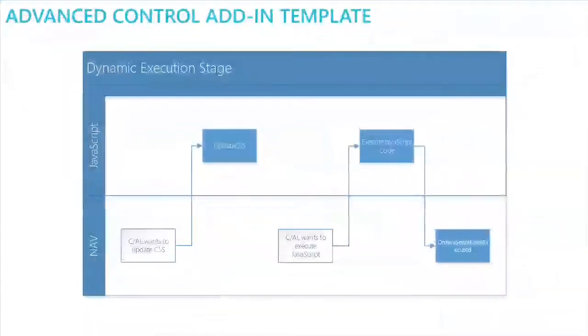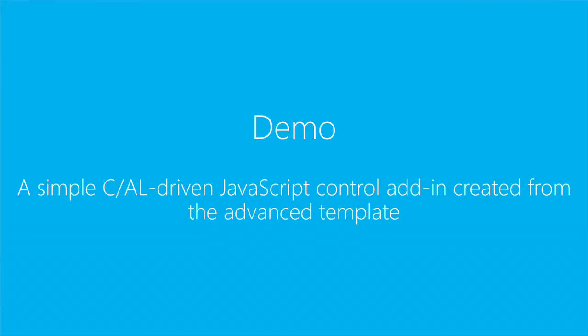And we have one more stage, which is essentially dynamic execution stage. So imagine that the CAL wants to update the CSS. So for example, I want to change the style of something on the fly. I just call this update CSS. And then it updates the CSS in the page. And then we have possibility to execute code on demand. So I call from CAL, I call execute JavaScript code. I pass a string into it. And JavaScript executes that string and returns a value to me by calling the onJavaScript code executed event. So that's the advanced control add-in template that I'm going to present right now, which will also simplify this development process.